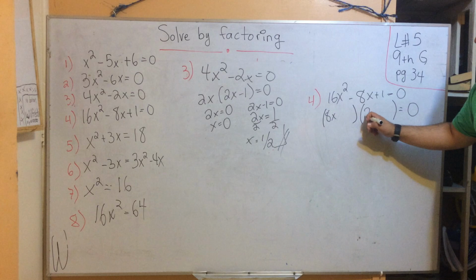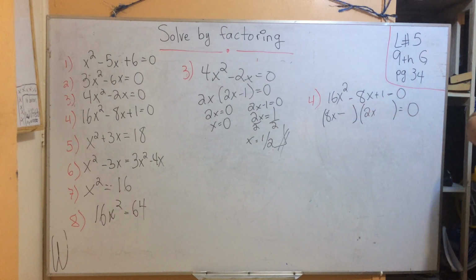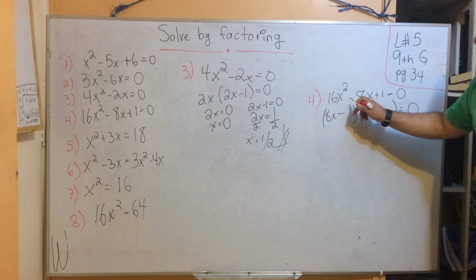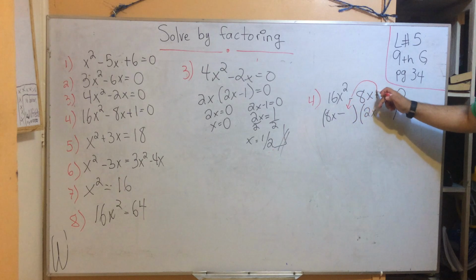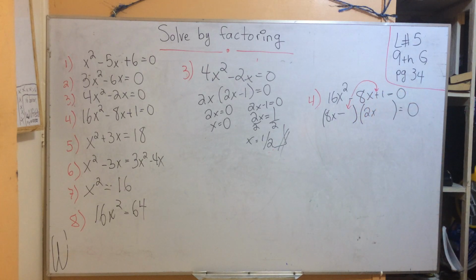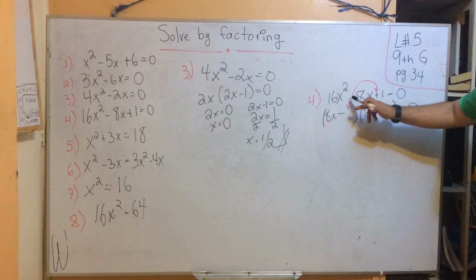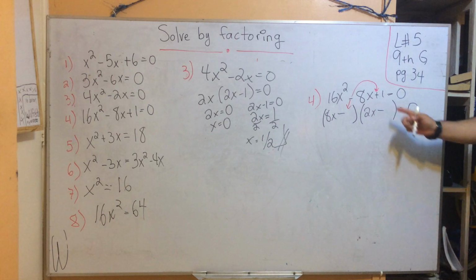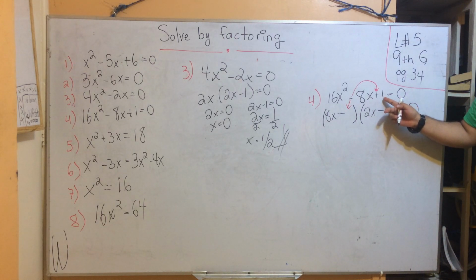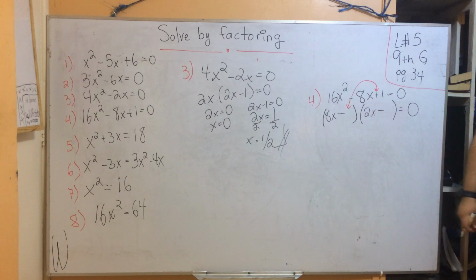Okay, so if we were to try 8x, 2x, okay, we copy the first sign. Okay, remember, these are the rules that we follow. We copy the first sign, and the second one is the multiplication between this one and this one. So we copy the first one, and then the second sign is negative times positive, negative. Now we're looking for numbers that multiplied are 1 and that added are minus 8.